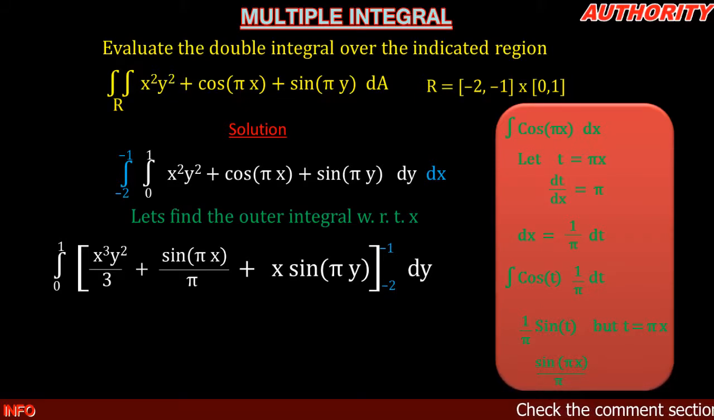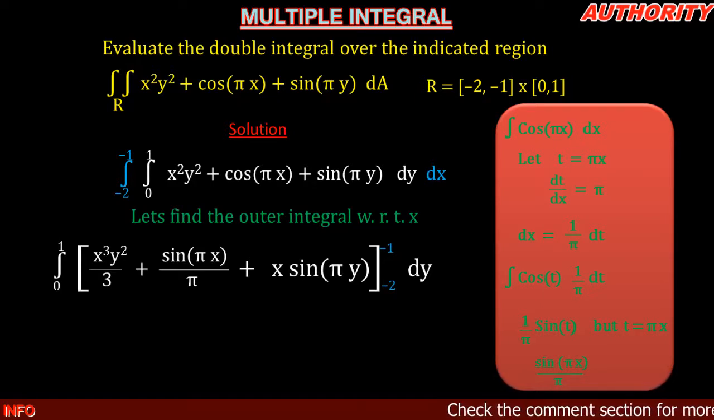Then plus, when we integrate sine pi y with respect to x, we can see that sine pi y is literally a constant because there is no x associated with it, and we are integrating with respect to x. So treating sine pi y as a constant, it introduces x to it when you integrate. That means we're going to have x sine pi y, over the region -2 to -1, dy.